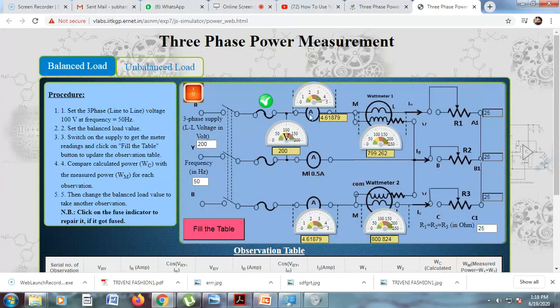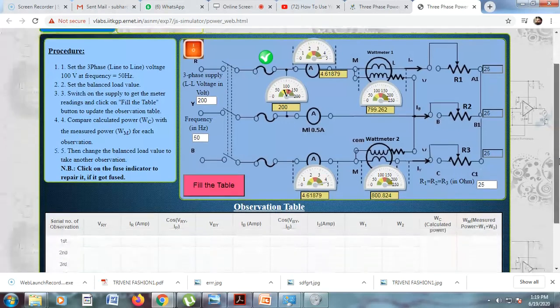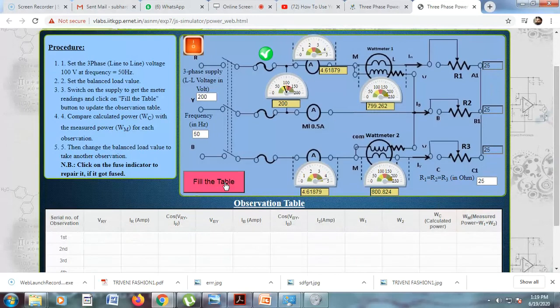Current in the phase is 4.61879. The wattmeter 1 reading shows 799.262, and the wattmeter 2 reading is 800.824 watt, and the ampere reading in B phase is 4.61879. Each load is 25 ohm, that means R1 equals R2 equals R3 equals 25. Now we fill the table.